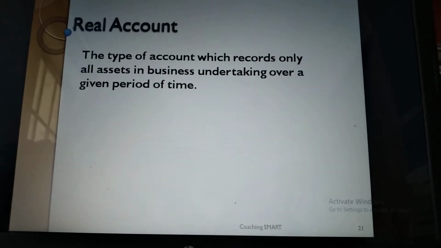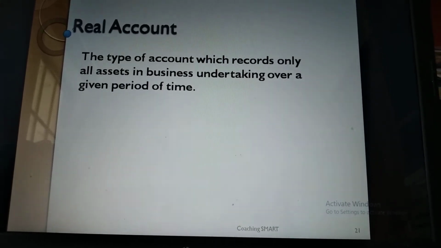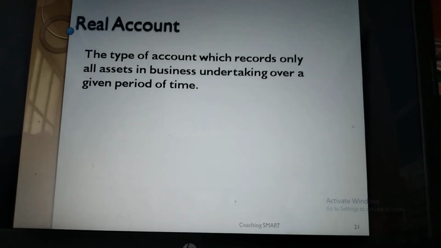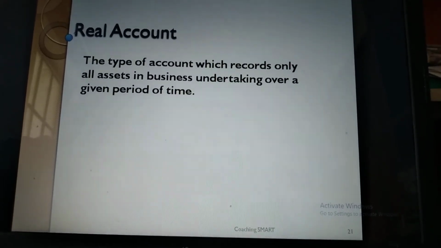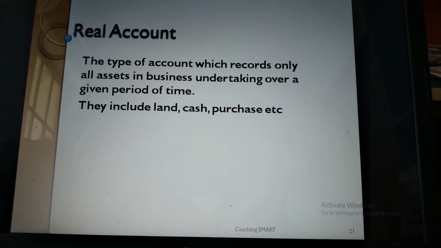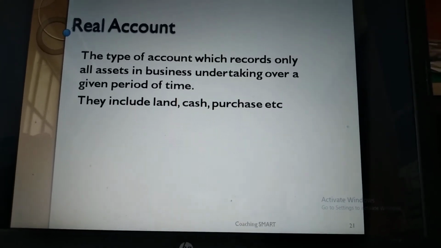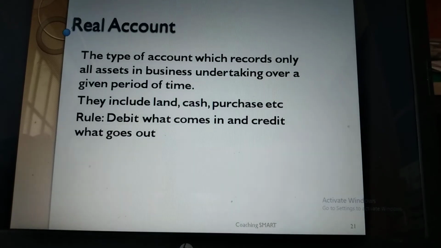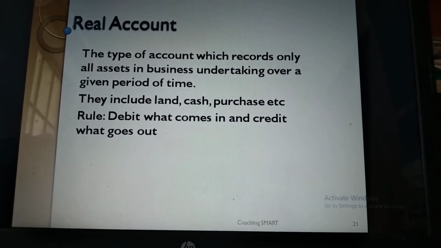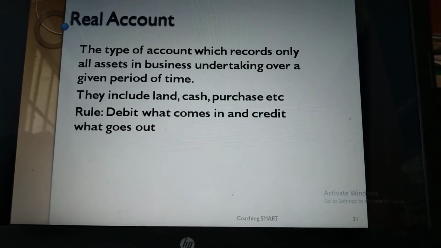What do you mean by real account? Real accounts are types of account which record only all assets in a business undertaking over a given period of time. They include land, cash, purchase, etc. Rule. What are the rules? The rule is that you debit what comes in, you credit what goes out.